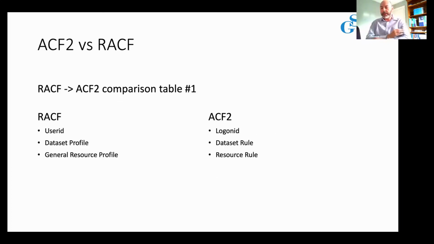So a quick comparison table just on some naming standards. RACF has user IDs, ACF2 has logon IDs. RACF has dataset and general resource profiles, and ACF2 has dataset and general resource rules. Basically, they all do the same thing, but as may be repeated later in the session, they do it very differently.